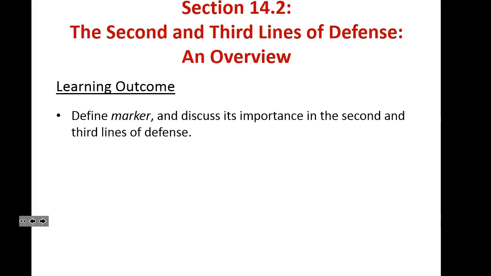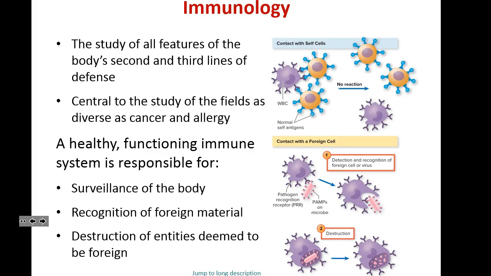We're going to define the word marker in section 2 and discuss its importance in the second and third lines of defense. Immunology. You've taken anatomy and you've taken 103, some of you, and so you know what immunology is. It involves our immune system. It's the study of all features of the body's second and third lines of defense.